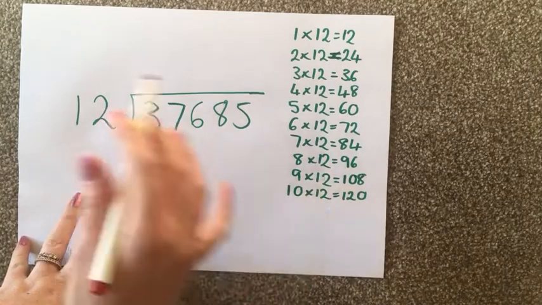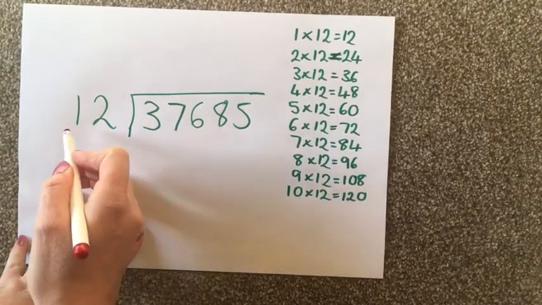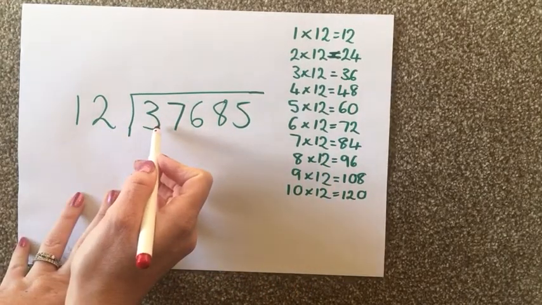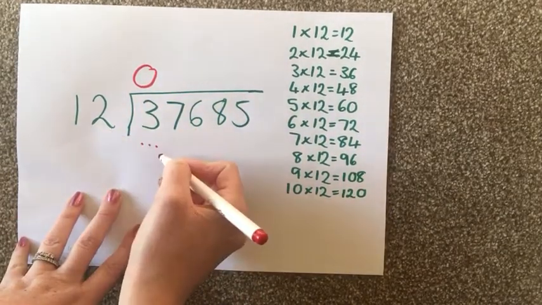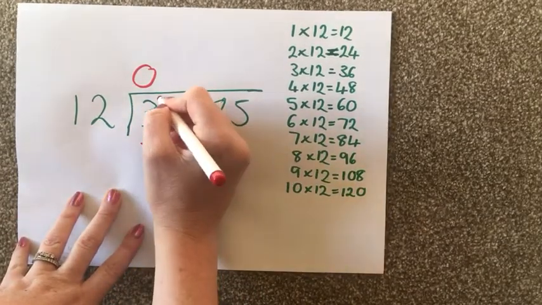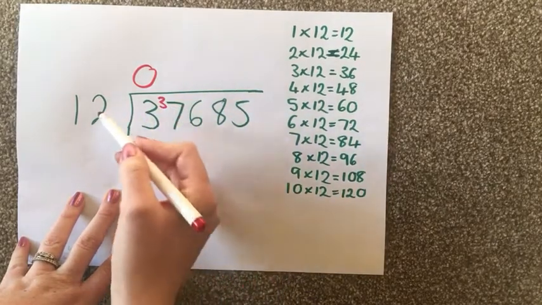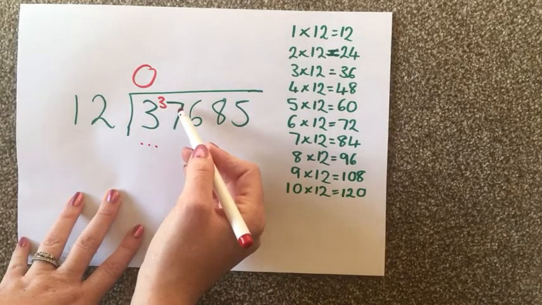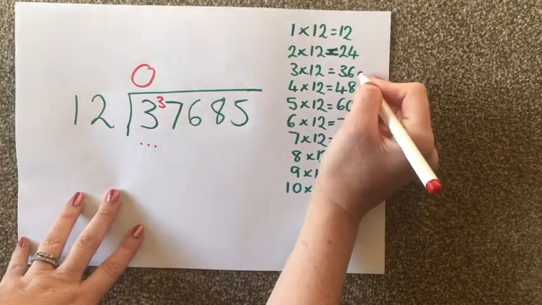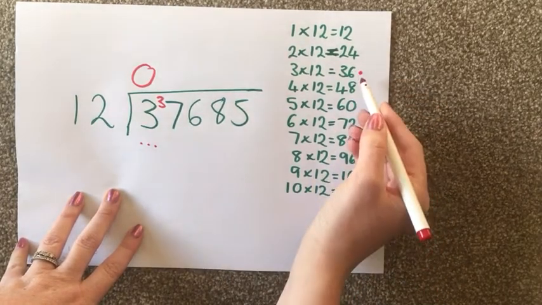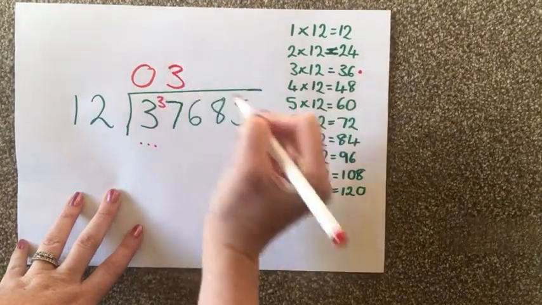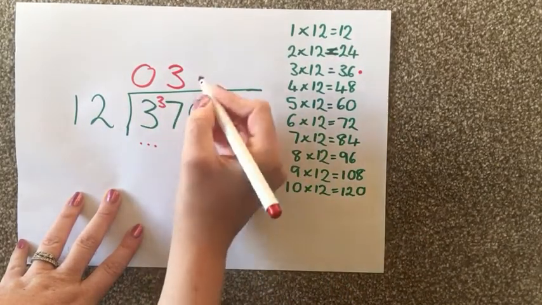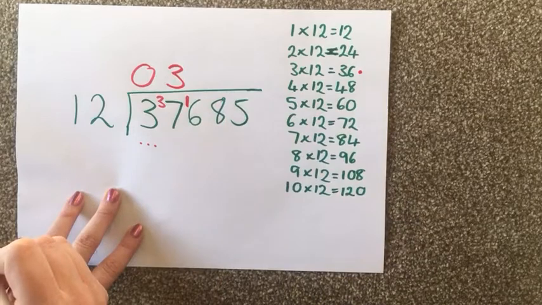So I start exactly the same as before. I say, how many lots of 12 can I get out of 3? Well, none at all. If I had just 3 dots, I can't get any groups of 12 out of that. So my 3 gets carried across. So now I ask, how many groups of 12 can I get out of 37? Well, if I look here, I've got 36, that's quite close, 48 is too high. So 3 lots of 12 goes into 37, but I have 1 left over.